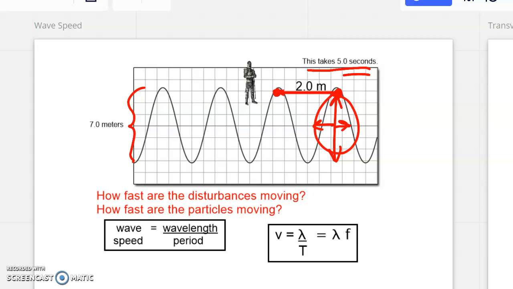Okay, so how long does it take for, or how fast are the disturbances moving if it takes 2 meters to go 5 seconds? Do a nice job. Give this a good, honest try. I'll wait for you. Yes, you're right. 0.4 seconds.